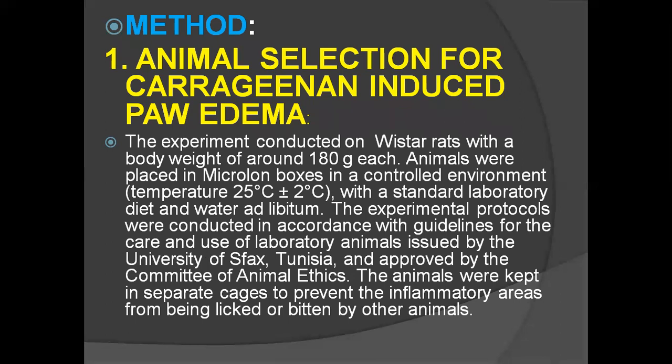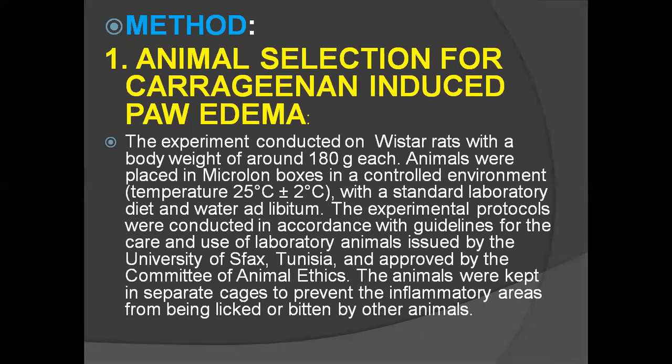In this, we are going to use the Wistar rat. Why are we using the Wistar rat? Because they have a high reproduction rate, they are calm, less temperamental, easy to handle, and they are the most popular. Their weight is 180 grams. They are placed in cages used only for checking the anti-inflammatory effects of the drug, in a controlled environment at 25 degrees, with a balanced diet and water ad libitum.